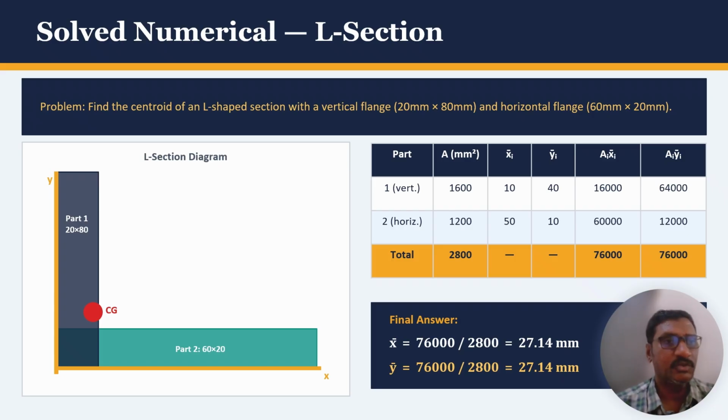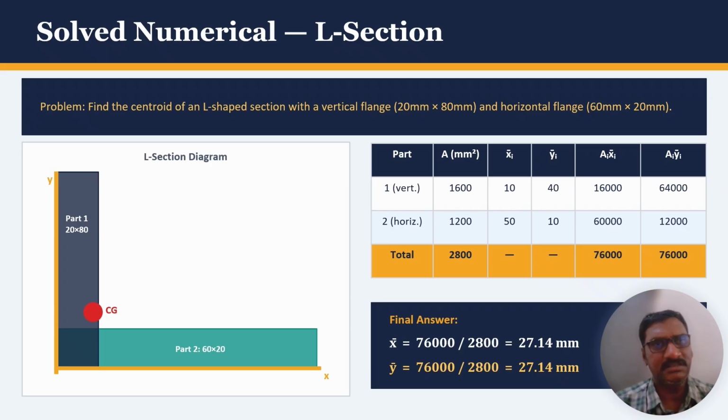Area 1200 mm square. The centroid of this rectangle is at its geometric center. So x bar 2 equals... this rectangle starts at x equals 0, that is the extreme left edge of the L shape, and extends to x equals 60 mm. So its centroid x coordinate is 60 by 2, that equals 30 mm from the left edge. Since its left edge is at x equals 0 of our reference, x bar 2 equals 30 mm.